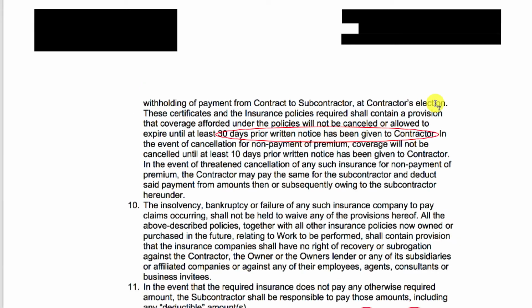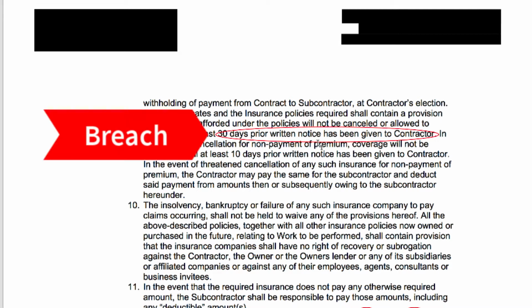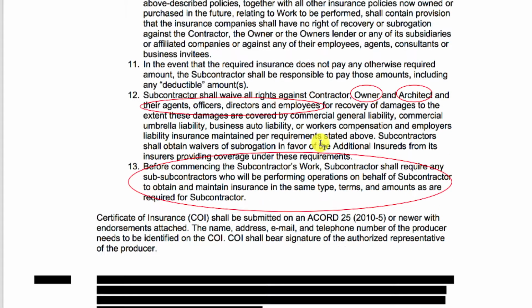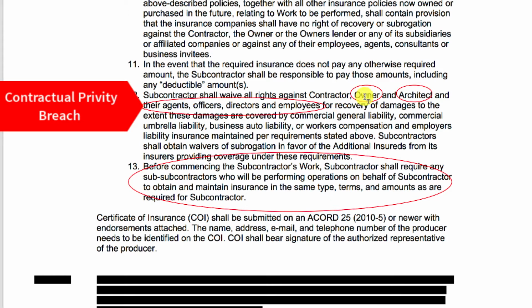Breach of contract. Oftentimes they will require a 30-day notice of cancellation on all of the policies. They were not providing that on any of the policies. Breach of contract. This is a special endorsement that you have to add to the policies, and some insurance companies are unwilling to provide that endorsement. This required the subcontractor to waive all rights of subrogation in favor of the owner and the architect as well as the contractor. They don't have direct contracts with the owner, the architect, their agents, officers, directors, employees. That's a breach of contract, and it relates back to contractual privity.